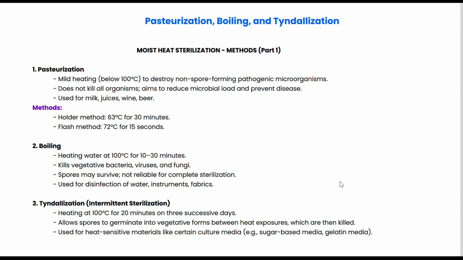Finally, there is Tyndallization or intermittent sterilization. Here we heat the material at 100 degrees Celsius for about 20 minutes but repeat the process over 3 successive days. Why 3 days? Because spores that survive the first heating get time to germinate into vegetative cells overnight, and these vegetative forms are easily killed during the next heating. Tyndallization is specially useful for heat sensitive materials like sugar media, gelatin media, or some plant extracts, where you cannot use harsher methods like autoclaving.